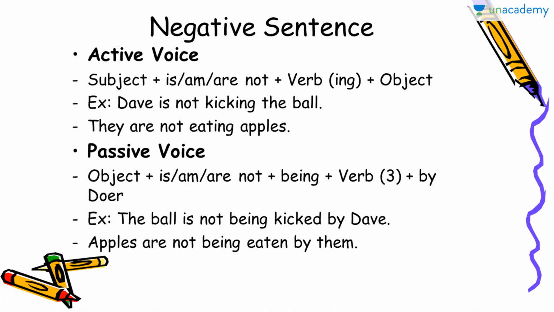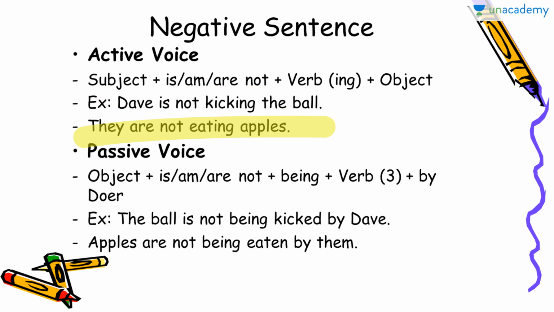Next we see negative sentence. Now the sentences which are used to deny something, the word not is used in them. So in present continuous tense, active voice, the sentence will start with a subject. According to it is, am or are, then not, then ing form of verb, and then object. For example, Dave is not kicking the ball. They are not eating apples.